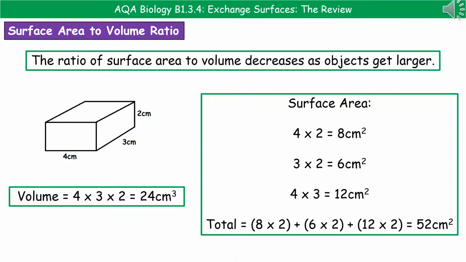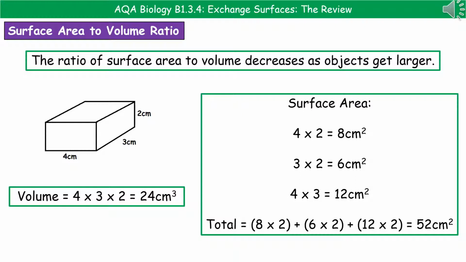To calculate the surface area, we're going to use our area formula, which is length times width, but we need to calculate the area of every single surface there and add them together. So if we have a look at the front face there, we've got a 4x2, so that gives us 8 centimeters squared. On the side, we've got 3x2, so that's 6 centimeters squared. And then the top and the bottom would be a 4x3, so 12 centimeters squared. Each of those faces, we've got two, okay?